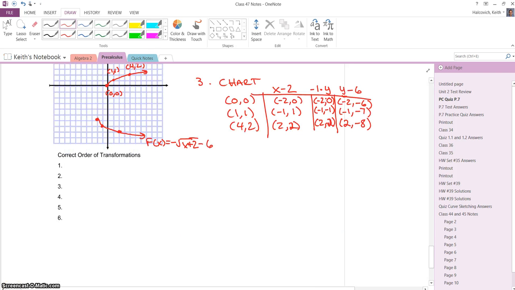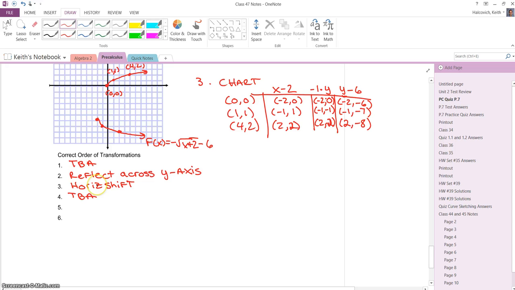So really quickly, the correct order of transformations. There's actually 6 transformations that we can do. The first one we haven't learned yet, so we're going to put a little TBA. The second thing that we would do is we'll reflect across the y-axis because that's inside the function. That would come first. The third thing would be a horizontal shift. That would be third. 4 is to be announced.